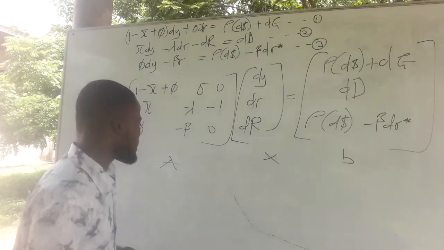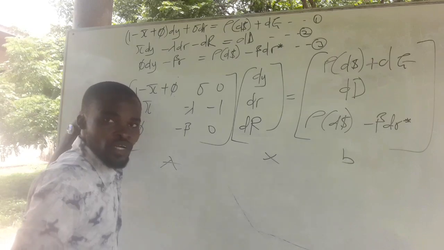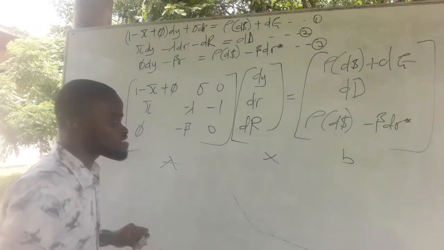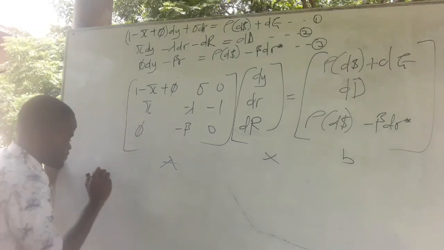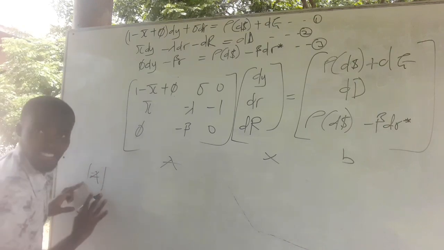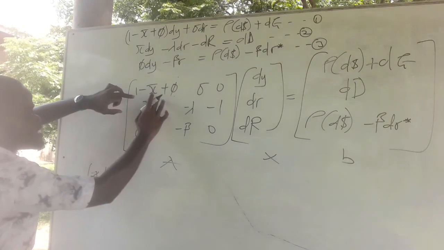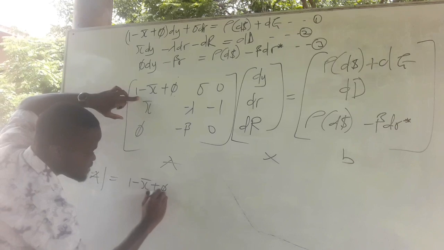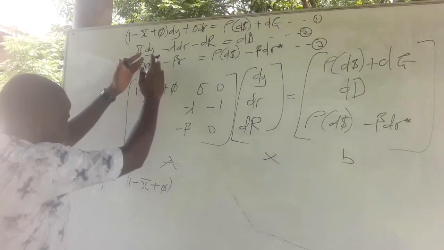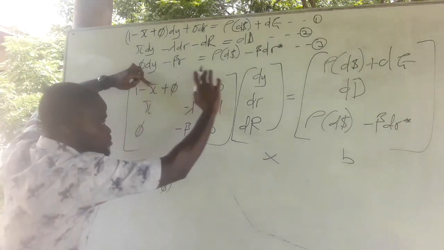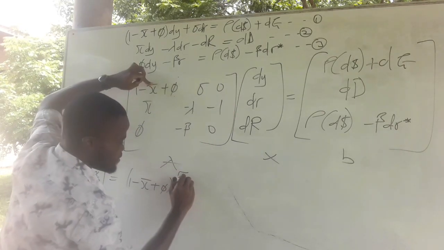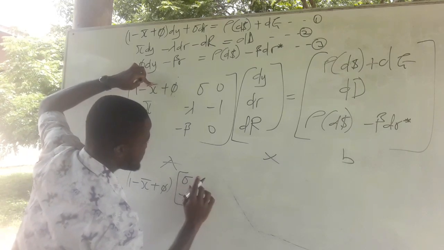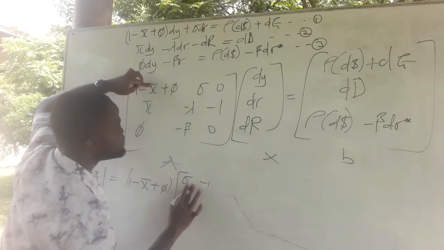Now the next thing we have to do is find the determinant of matrix A. We have to find the determinant of matrix A, then we proceed from there. Finding the determinant of matrix A, that is how it will be. What we have to do is take the column 1 element here, which is 1 minus pi plus theta. Then we clear the column and the row that this element belongs to. We'll be left with sigma, 0, negative lambda, sigma, negative 1, negative.